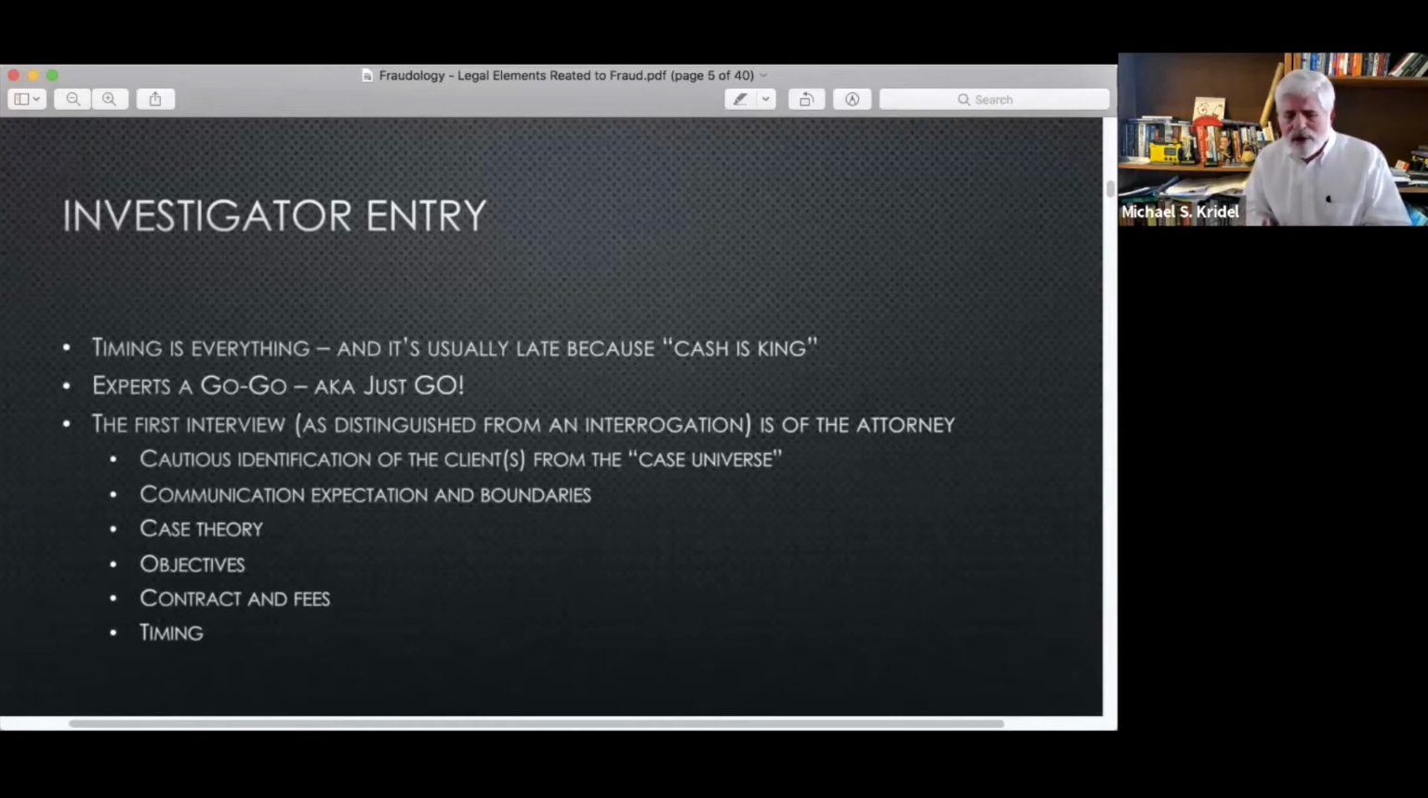Case theory is something that most litigating attorneys don't want to tell you at the beginning. And some, depending on how they practice, won't even have a theory of their case until you have finished your work. And then they will build their theory after you're done.